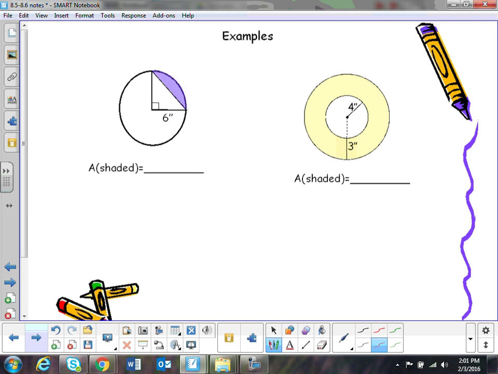90, correct. 90 out of 360. What's a real quick fraction for that? So you can automatically write that down. Okay, what's R, y'all?